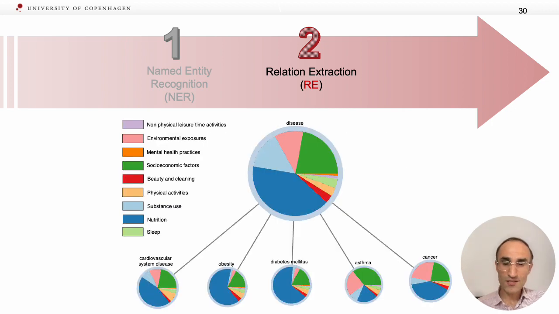Using the co-occurrence-based approach, we can create nice plots like this, which show how different branches of lifestyle factors are associated with diseases in general here, or different branches are associated with a specific disease. For example, in the case of nutrition, you can see significant contribution of nutrition for obesity and diabetes, which makes sense.